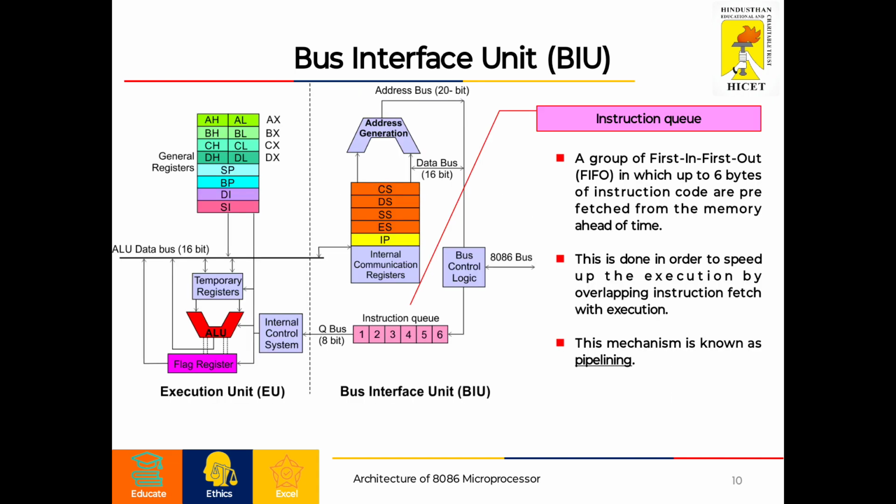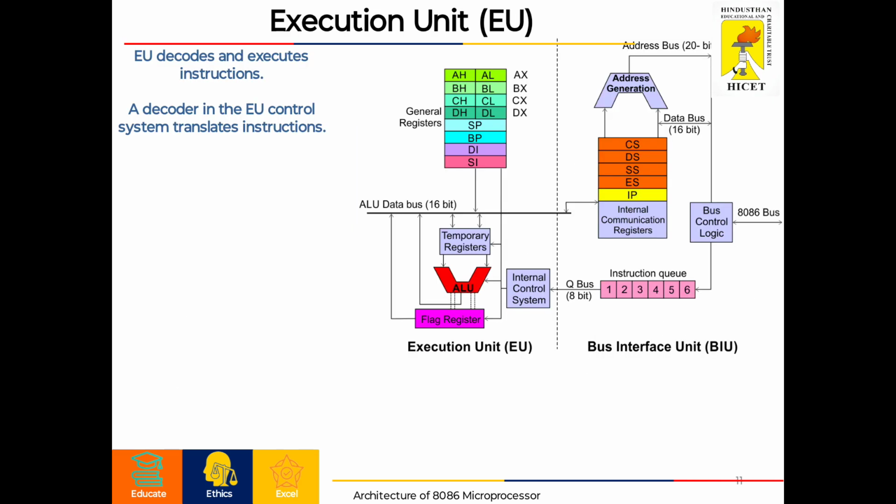Next one is the instruction queue. The instruction queue, a group of first in first out registers, is used in order to speed up the execution by overlapping the instruction fetch with the execution unit. Next one is the execution unit. In this execution unit, what are all the blocks? First one is the general purpose registers.